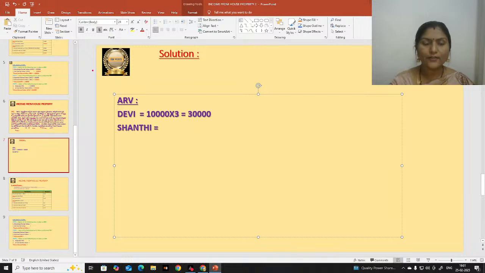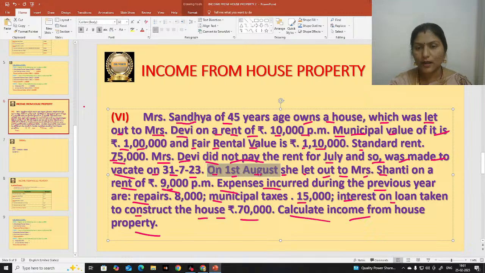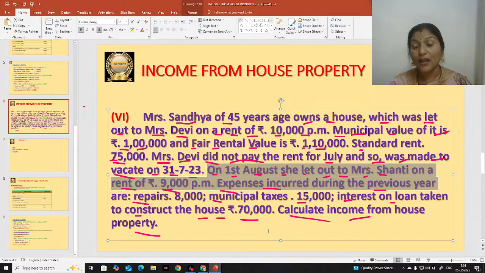How much actually our assessee is collecting from Shanti, you can see. I will show that. On 1st August, she let out to Mrs. Shanti on a monthly rent of 9,000. So what is the rent that our assessee is collecting from her? 9,000 per month. From which month onwards? From August 1st onwards. So full August month she stayed in the house. So August month we can take into account. From August our assessee is collecting rent from Shanti for 1 month 9,000 rupees. Let us go and record that.